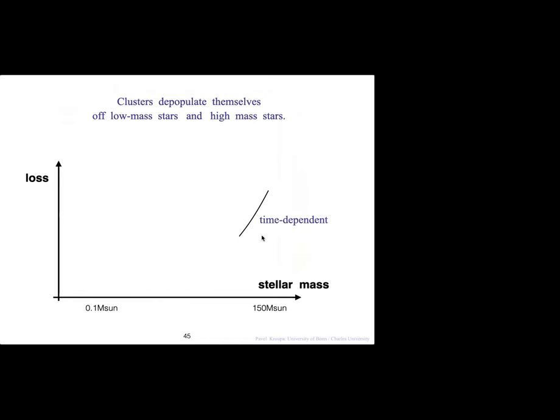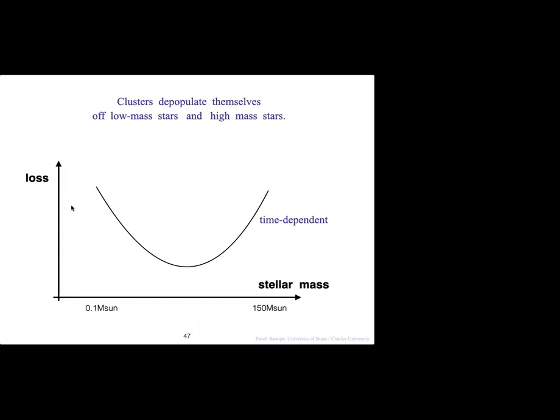So the clusters depopulate themselves of low mass stars and high mass stars. In fact, if we now look at the loss from a cluster, the loss per unit time, say, or the total loss, and this is the mass here, 0.1 solar masses, and this is 150 solar masses, then the cluster, when it's born, immediately shoots out its massive stars. In fact, the most massive stars are shot out first, statistically, and then the less massive stars. And as this cluster ages, million year by million year, less and less massive stars follow and are ejected. And then when the cluster evolves to great age, and all of these have gone and evolved, it evaporates its low mass stars through the energy equipartition process.